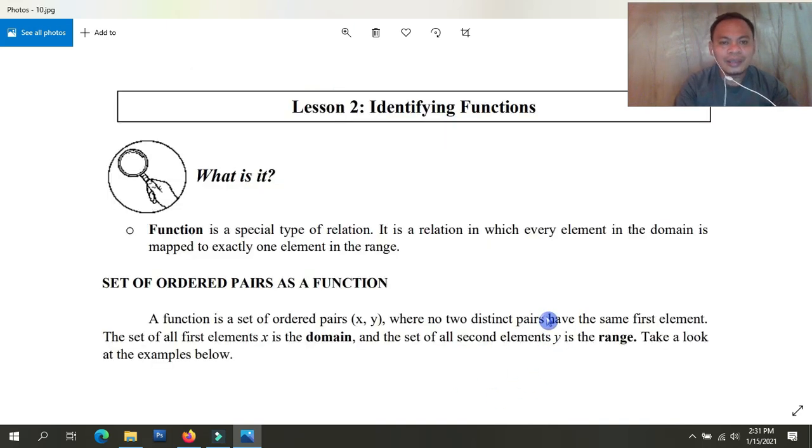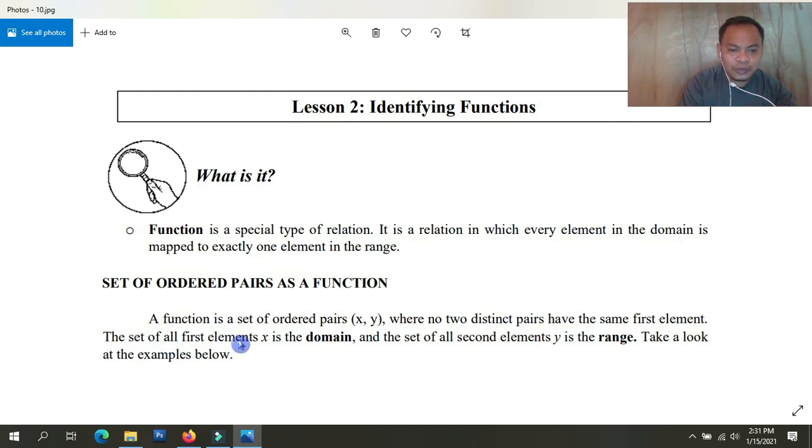Okay. For lesson 2, identifying functions. A function is a special type of relation. It is a relation in which every element in the domain is mapped to exactly one element in the range. So, exactly one element in the range. Set of ordered pairs as a function. A function is a set of ordered pairs, x and y, where no two distinct pairs have the same first element.